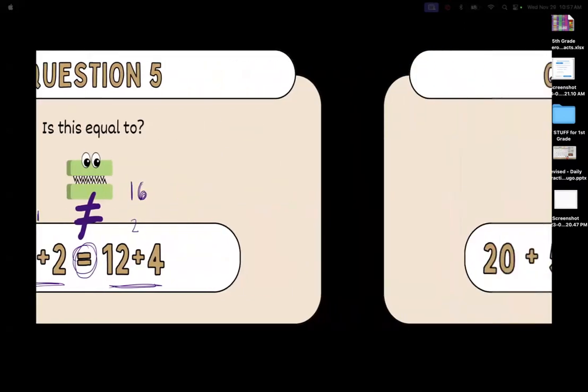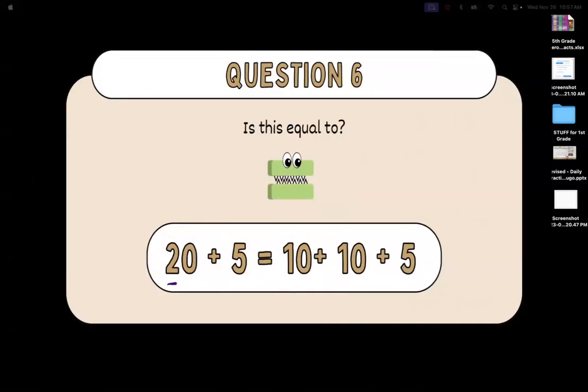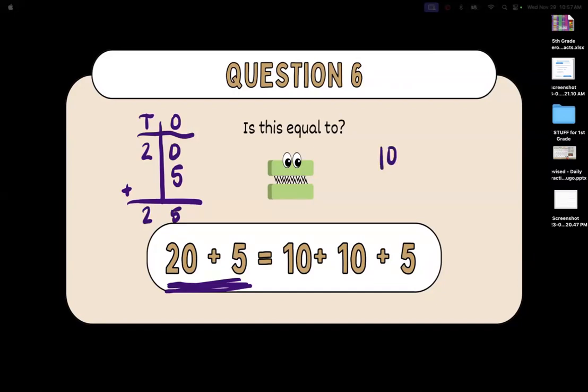Okay. We're going to do one more today. This one's a big one. 20 plus 5 is what? So think about it in the tens and ones. I'm pretty sure it's equal because 10 plus 10 equals 20, and then it just has 5 more, and it equals 25. Yep. So you have 10 plus 10, plus 5 more is 25. So it is equal.